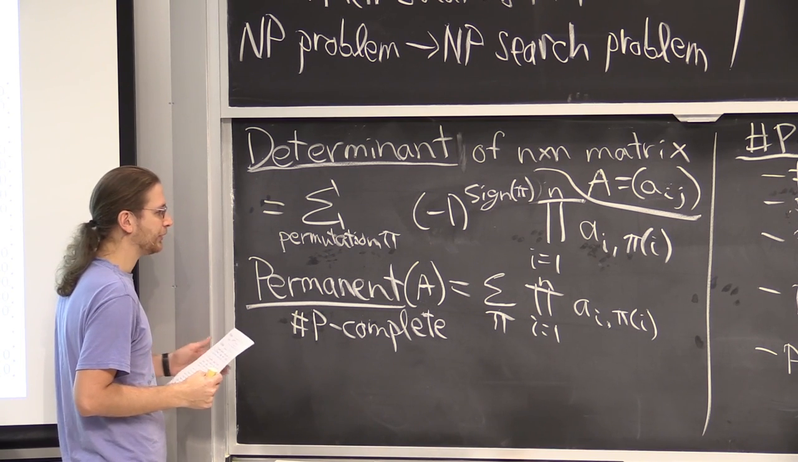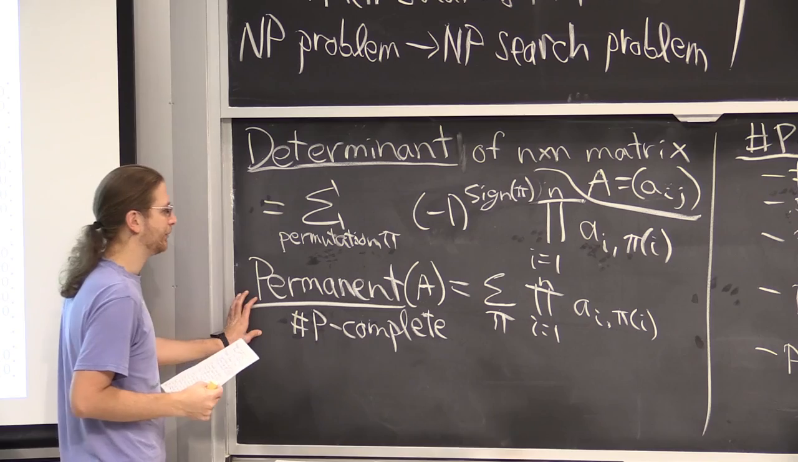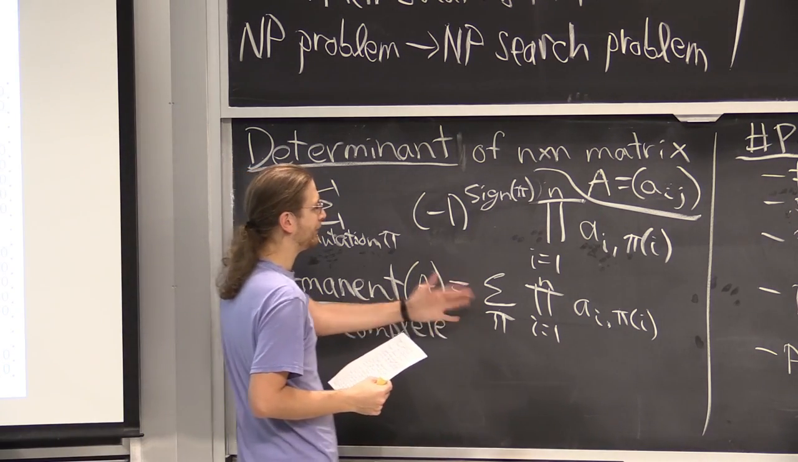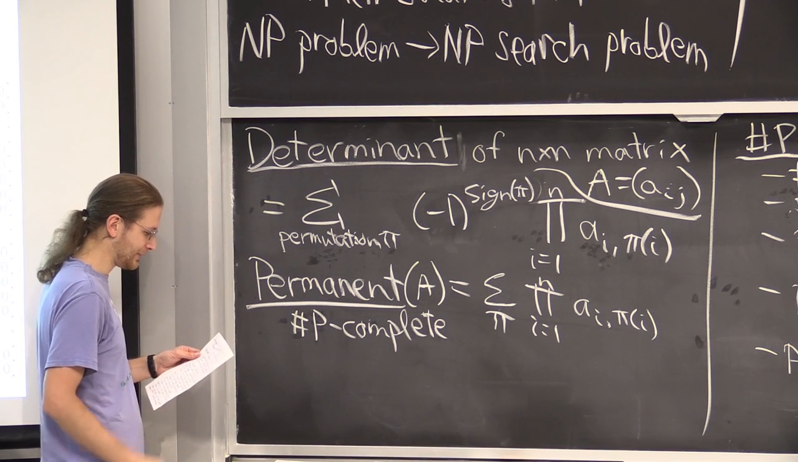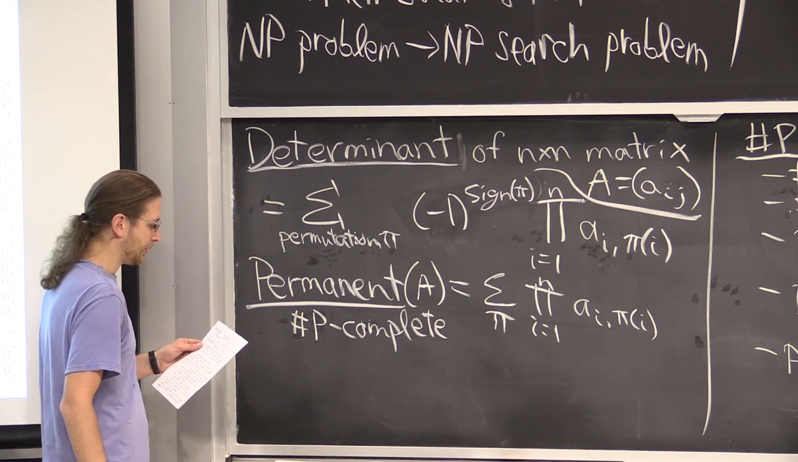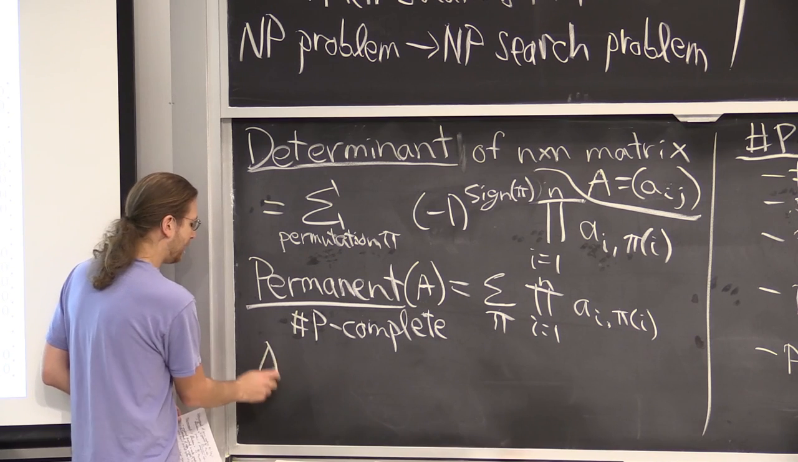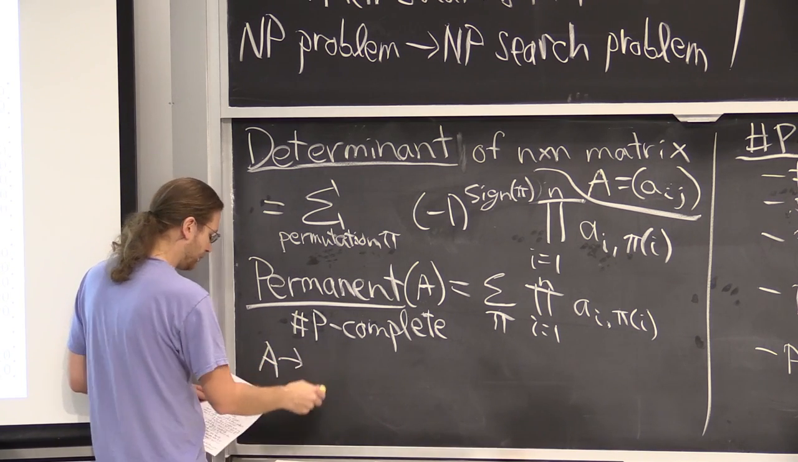So let me give you a little intuition of what the permanent is. We'd like a definition that's not so algebraic. At least I would like one. More graph theoretic would be nice. So here's what we're going to do. We're going to convert A, our matrix, into a weighted graph.